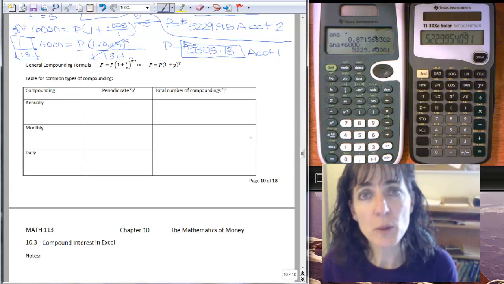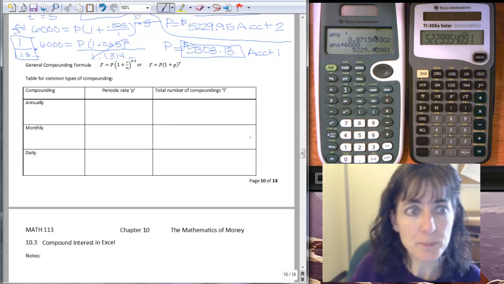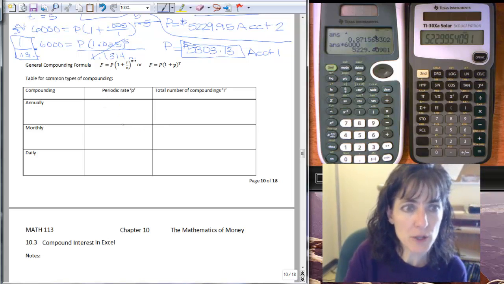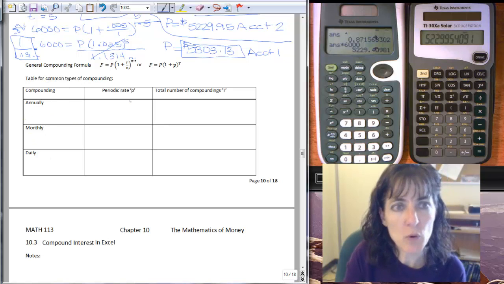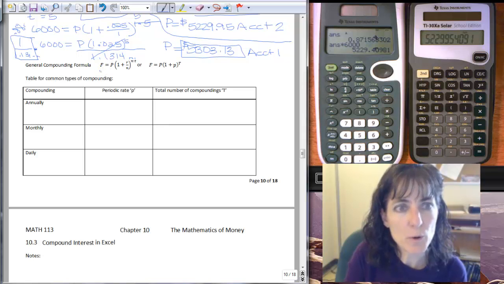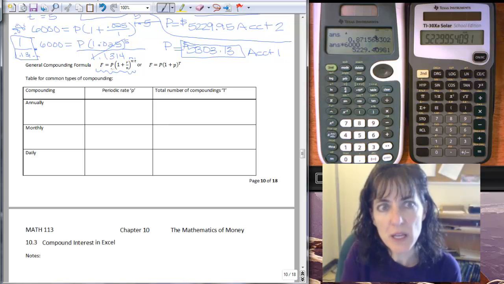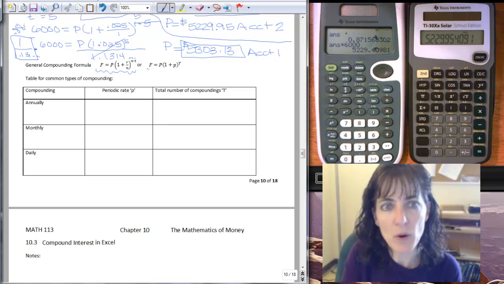All right, I want to talk to you a little bit more about the actual formula. And we've talked about a couple of different types of compounding, and here's a table that's going to help us out with that. This is the formula that I've been showing you. The F equals P times the quantity 1 plus R over N raised to the NT power.